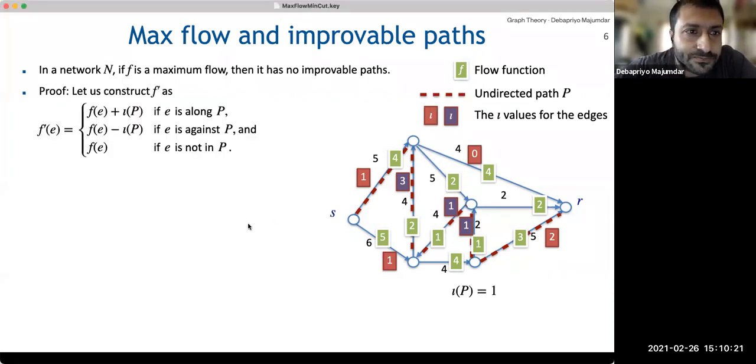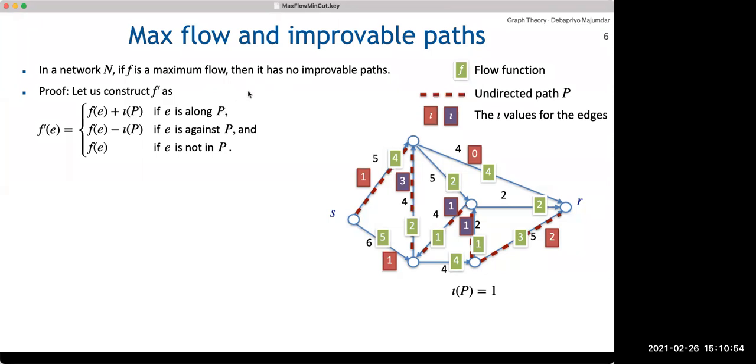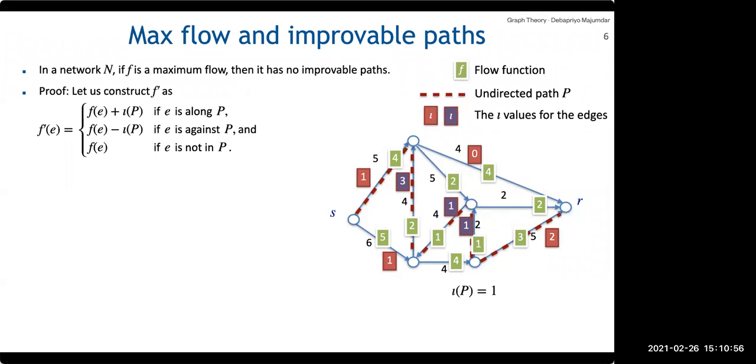So let's prove this. Let us consider, we already have this flow F, right? Let's consider F prime, where F prime of E for every edge would be the flow F plus something. Basically, here what we are doing is we are assuming there is an improvable path.